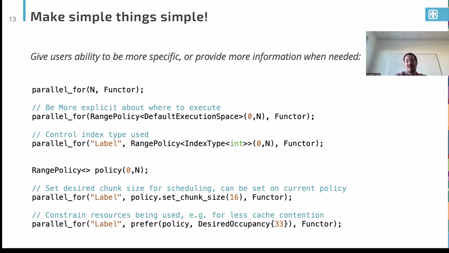So the basic point here is, we make the simple things simple. If you don't know anything about all these other things, how to set a chunk size, what kind of occupancy you might want, what index type you should use and whatnot, we're going to default all that for you. But if you need to define it, you can define it, by just providing the information you want to define.